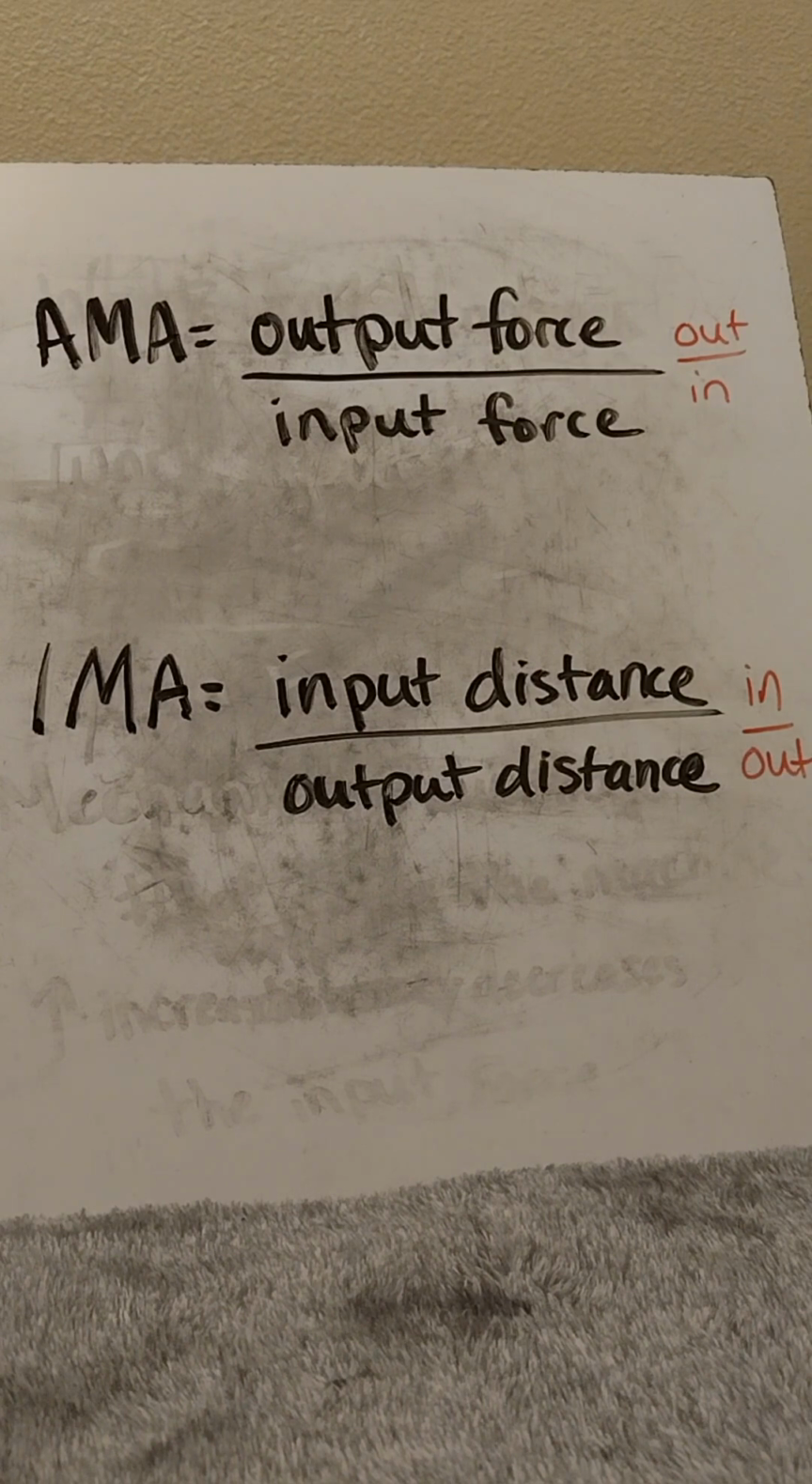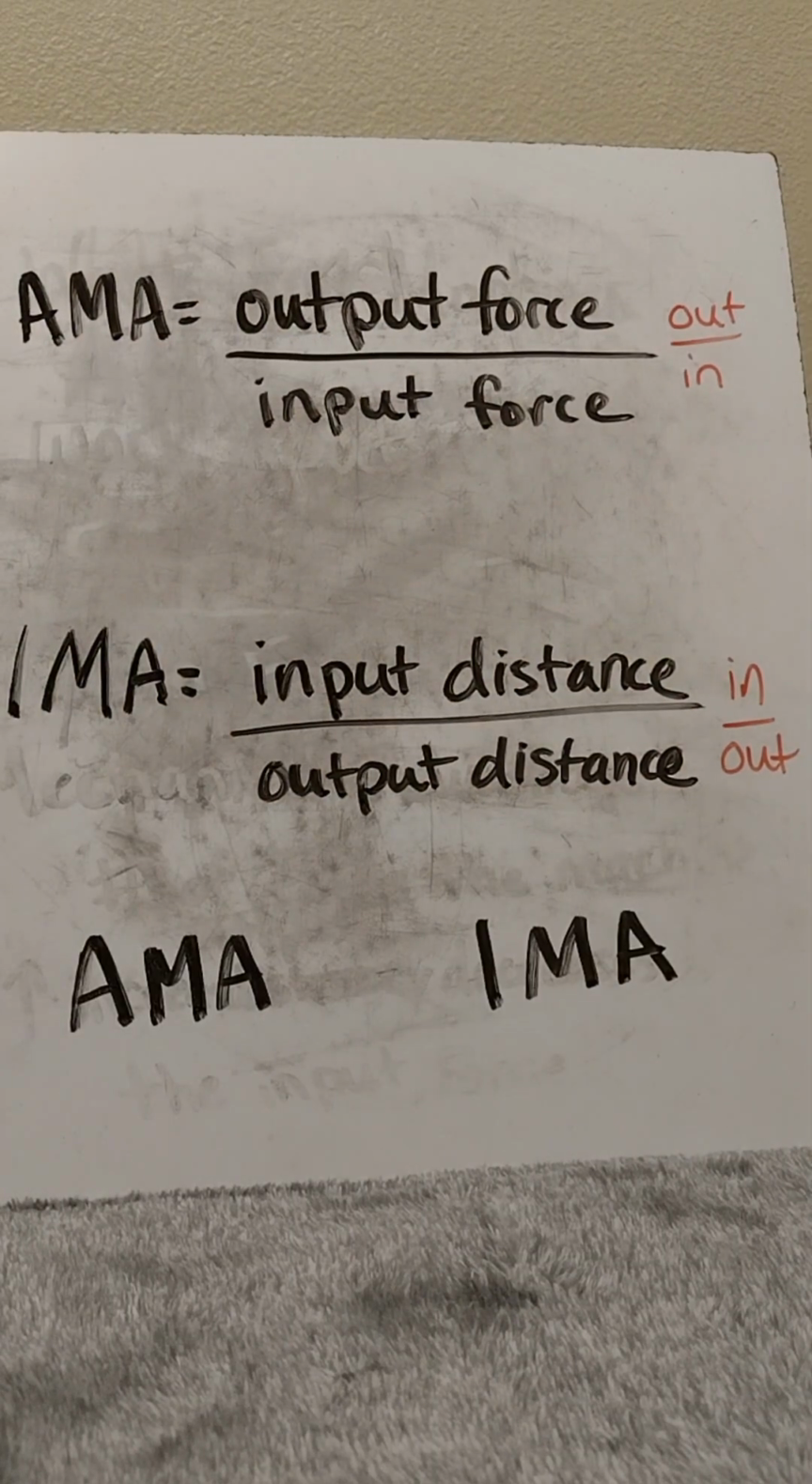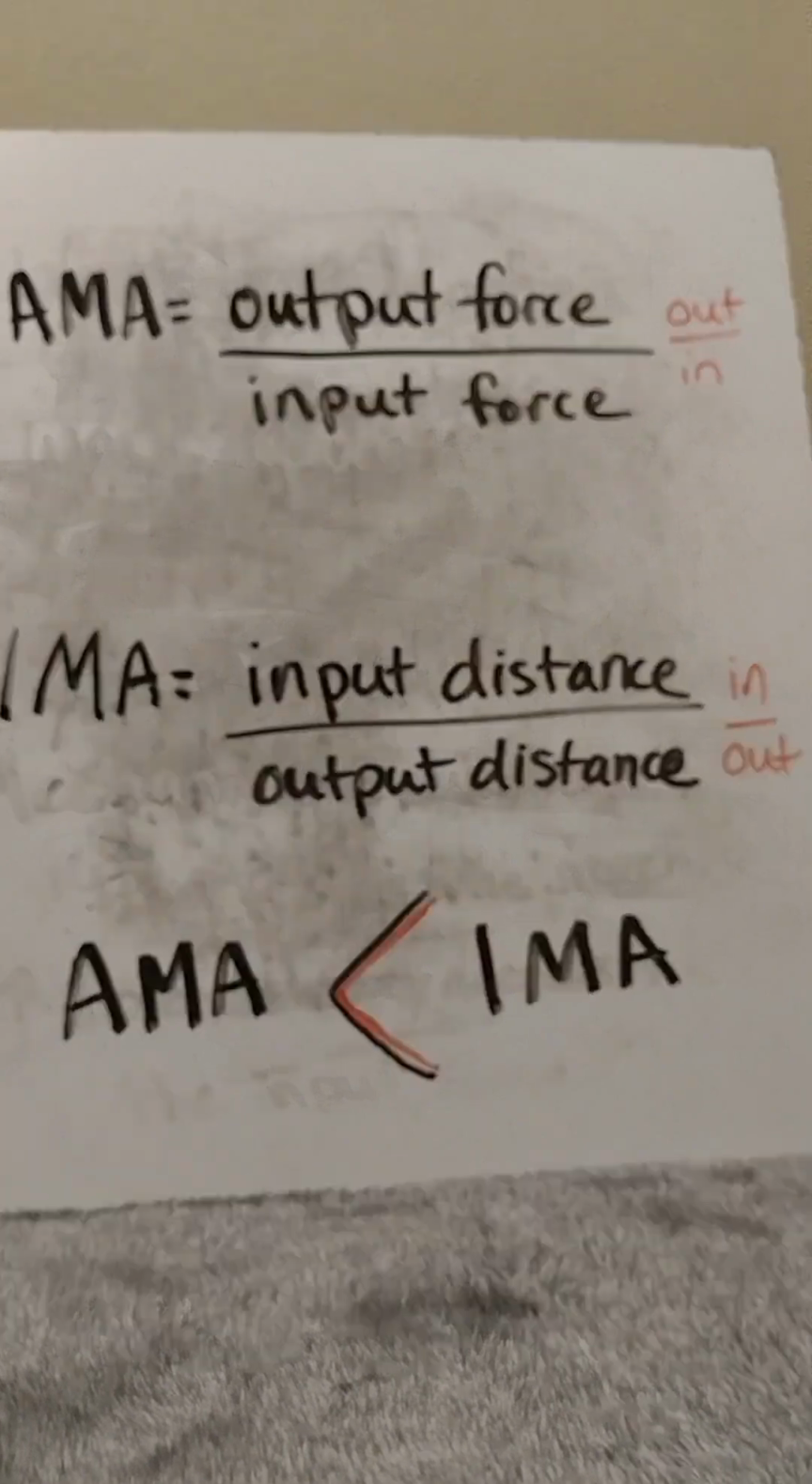Notice that the actual mechanical advantage is output over input, and the ideal mechanical advantage is input over output. And one way that I remember that is that the ideal mechanical advantage starts with an I, and so you're going to start with in, because that starts with an I. One of these is always going to be greater than the other because one of them doesn't account for the friction involved. That's going to be the ideal mechanical advantage that's always going to be greater because it doesn't account for the friction.